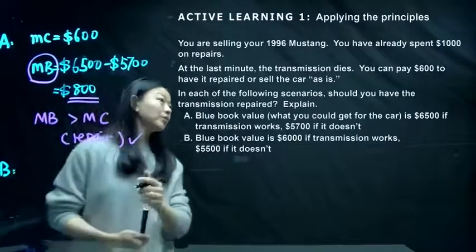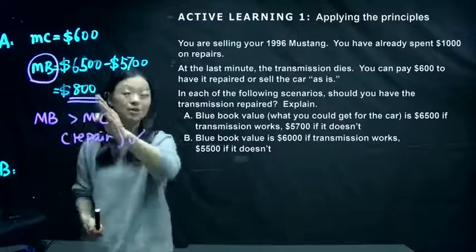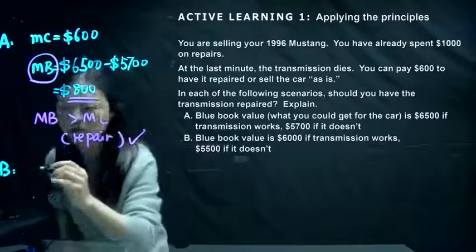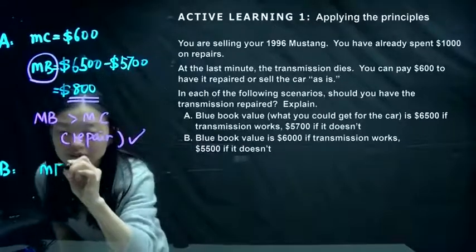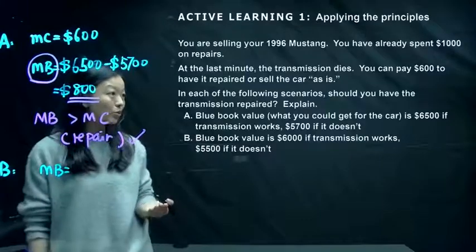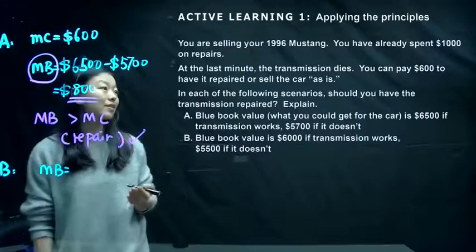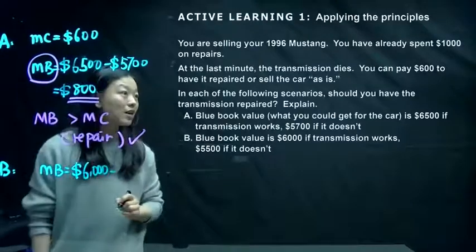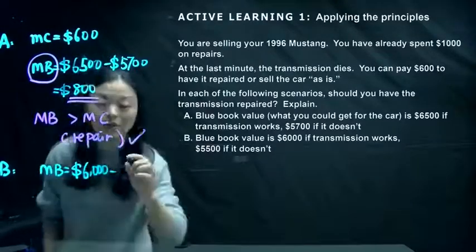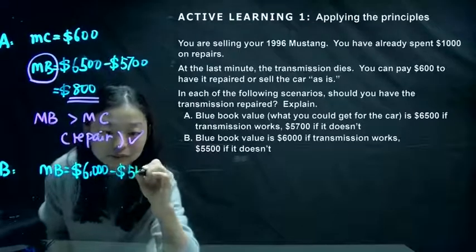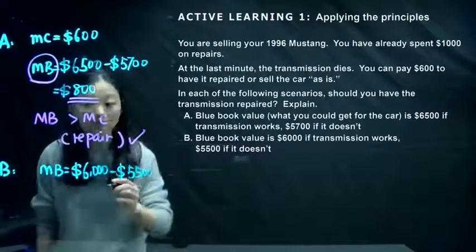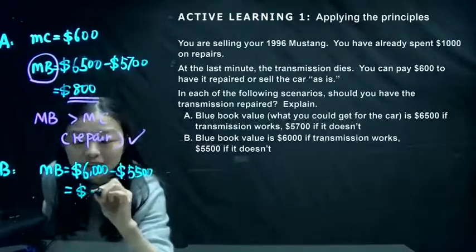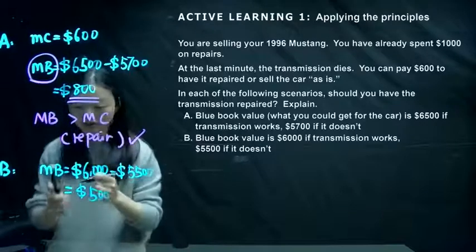For the second scenario, we can say that marginal cost is still $600, right? But now the marginal benefit changes. If the transmission works, you can sell the car for $6,000. If it doesn't, you can only sell the car for $5,500. So finally, in scenario B, in the second scenario, we have the marginal benefit equal to $500.